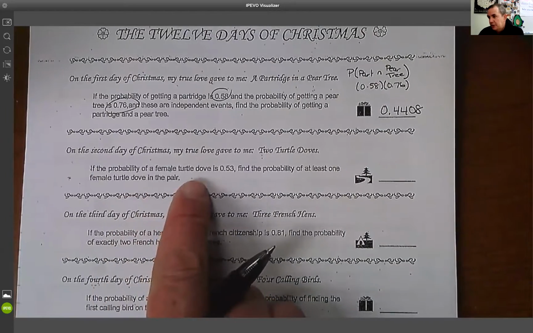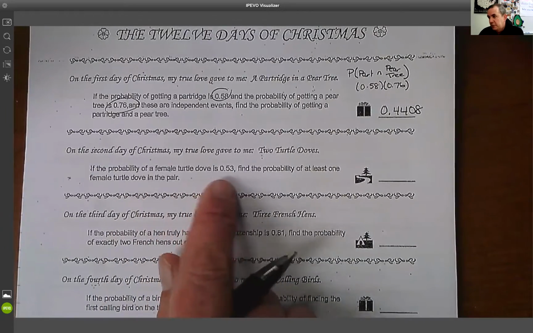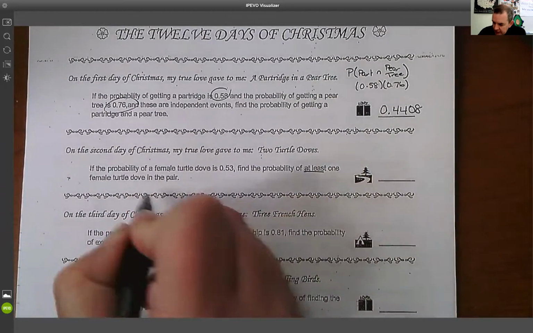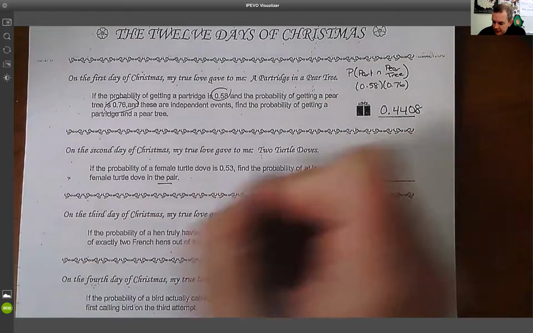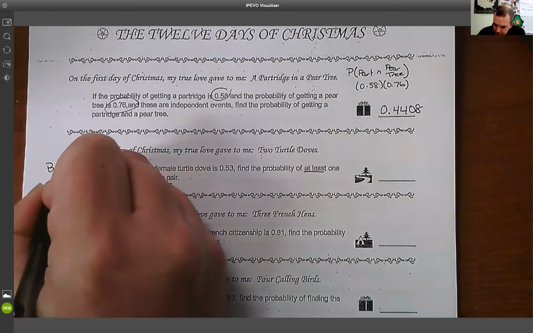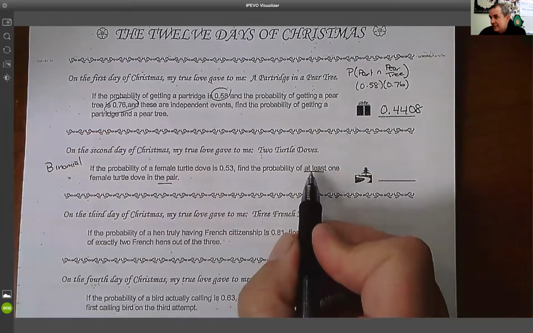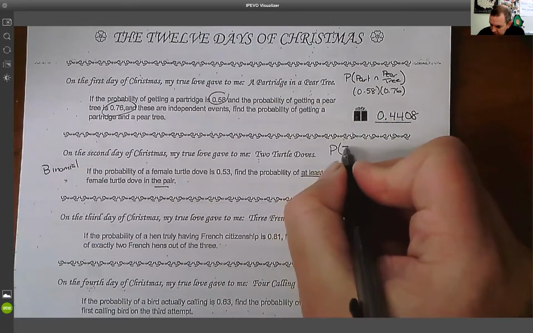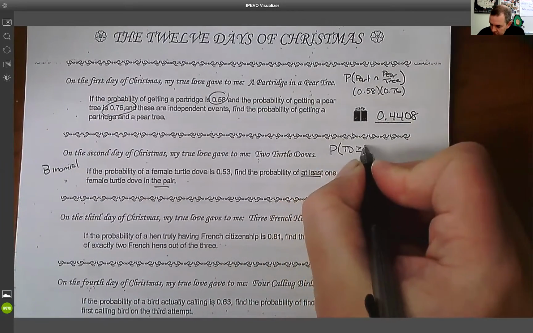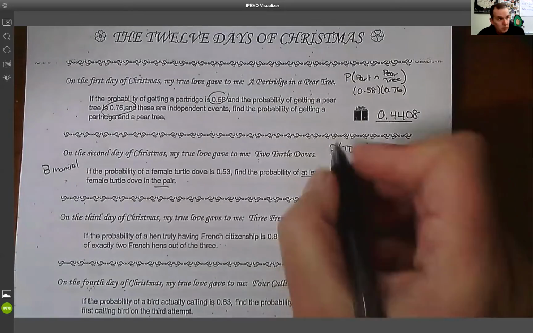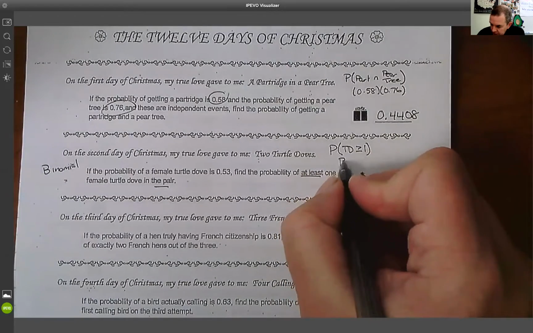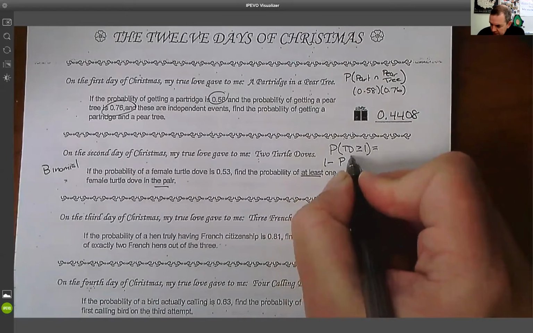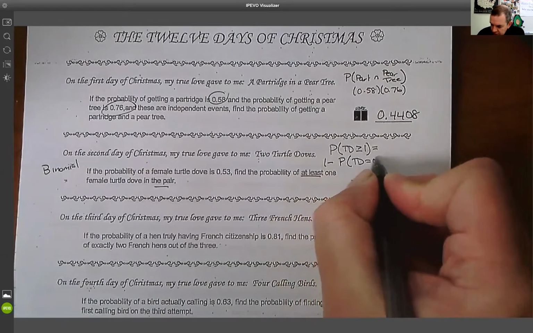If the probability of a female turtle dove is 0.53, find the probability of at least one female turtle dove in the pair. So this says at least one in the pair. What this is talking about is a binomial setting. And since it says at least one, it's saying the probability that the turtle doves are greater than or equal to 1. So what you're going to do is say the probability is going to equal 1 minus the probability that your turtle doves are 0.